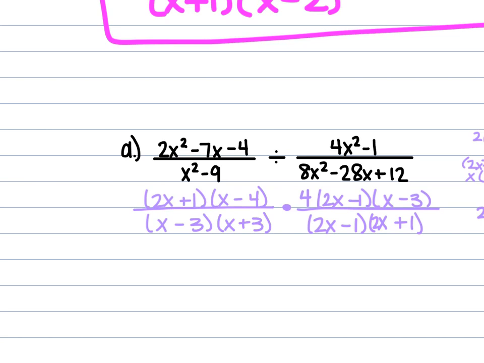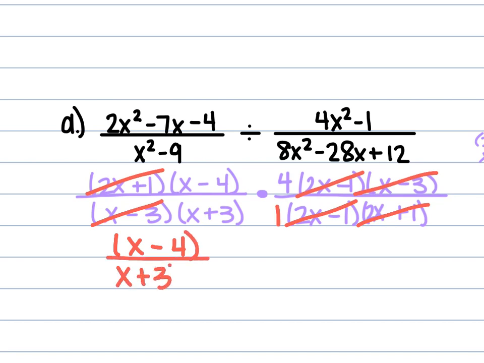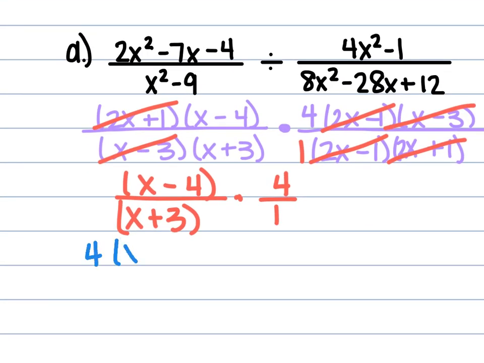So if we want to simplify before we multiply, those 2x plus 1s will cancel out. The 2x minus 1s will cancel out, so it'll just be 1 left. The x minus 3 can cancel out with the x minus 3. So we're just going to have x minus 4 over x plus 3 times 4 over 1. So this is going to leave us with 4 times x minus 4 over x plus 3. Now find what x cannot equal.